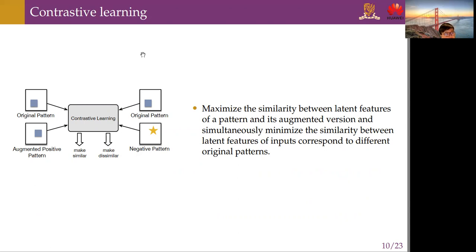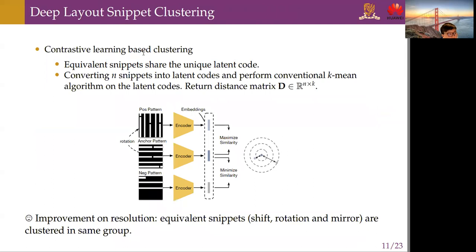The main idea of contrastive learning is to maximize the similarity between latent features of a pattern and its augmented version, and simultaneously minimize the similarity between latent features of inputs corresponding to different original patterns. According to this idea, we propose the deep layout snippet clustering model. Layout snippets are transferred to latent codes based on an encoder network. The conventional k-means algorithm is applied to latent codes for clustering. Now we get a distance matrix for clusters and equivalent snippets are clustered in the same group.